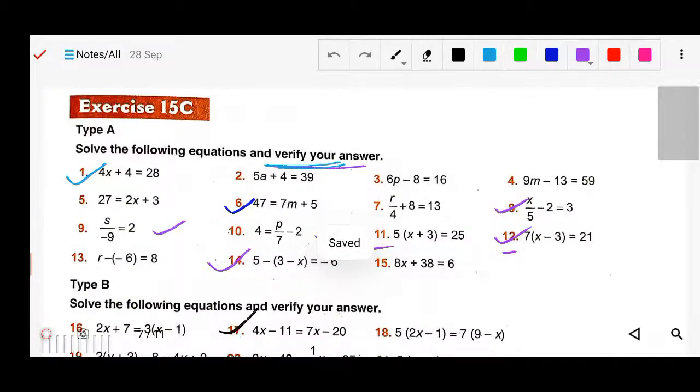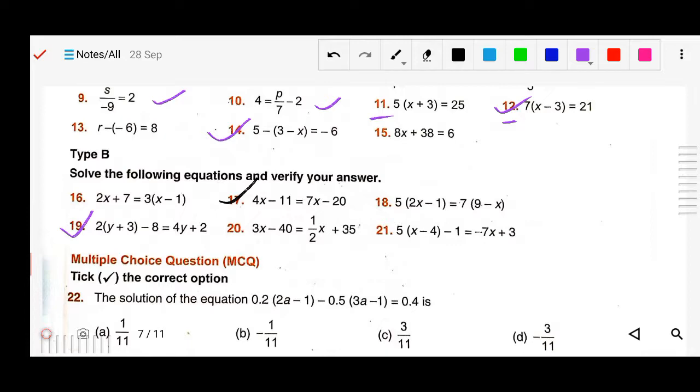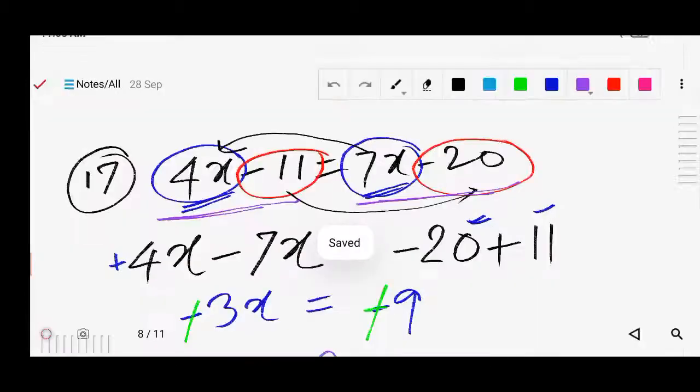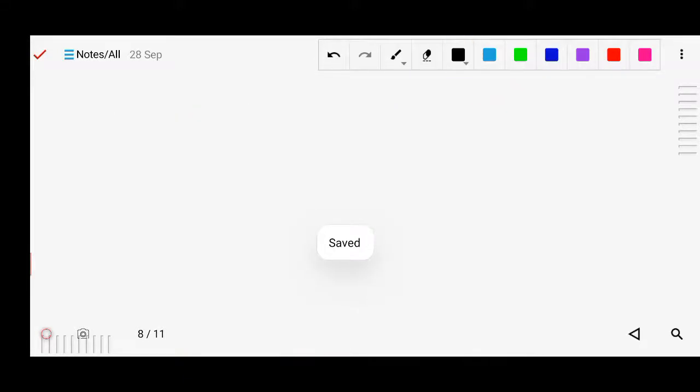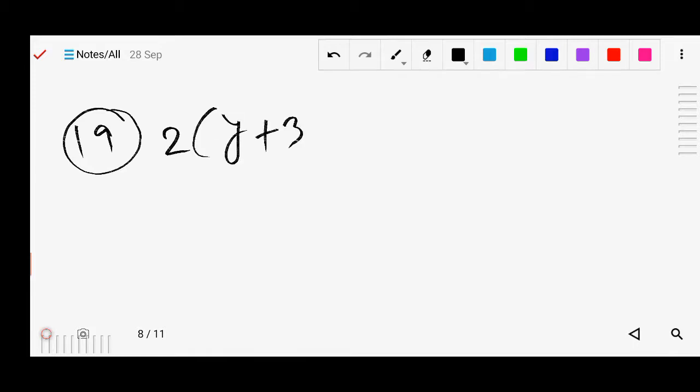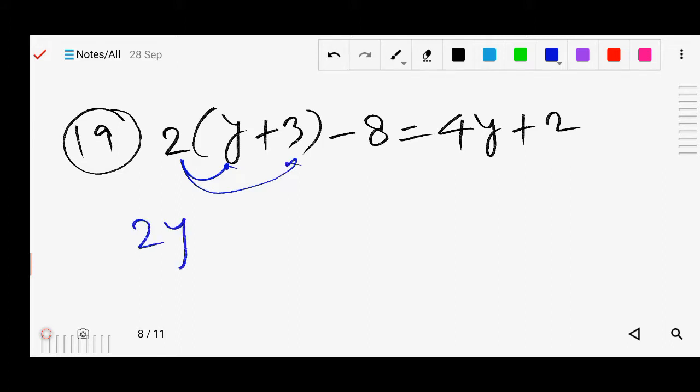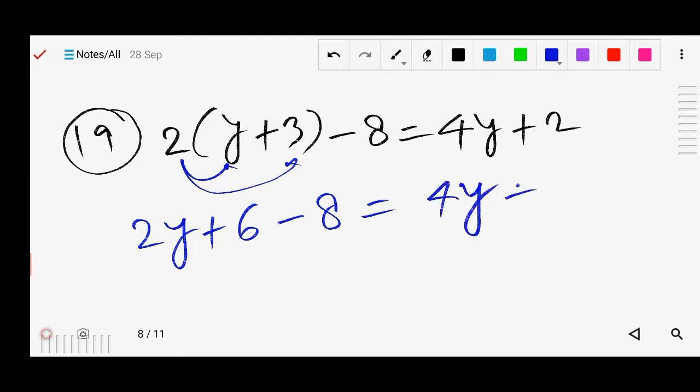Now question number 19, solve question number 19: 2(y plus 3) minus 8 equals 4y plus 2. So first of all we remove the bracket, so this 2 will multiply with y, and here also it will multiply with 3, so 2y plus 3 into 2 is 6 minus 8 equals 4y plus 2.